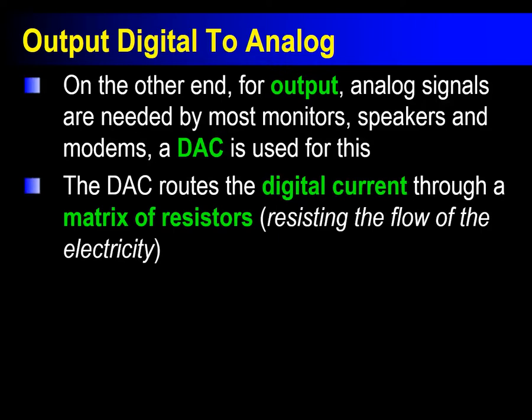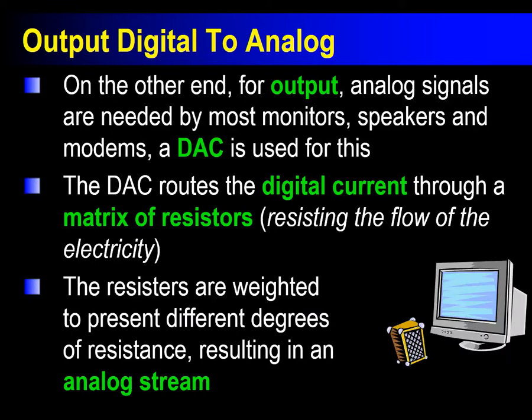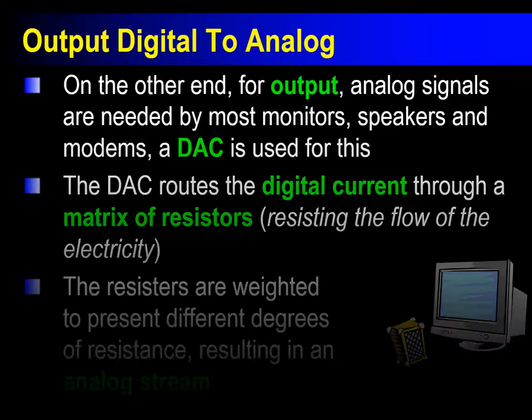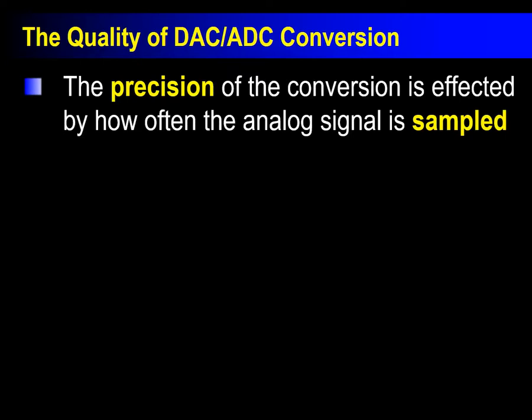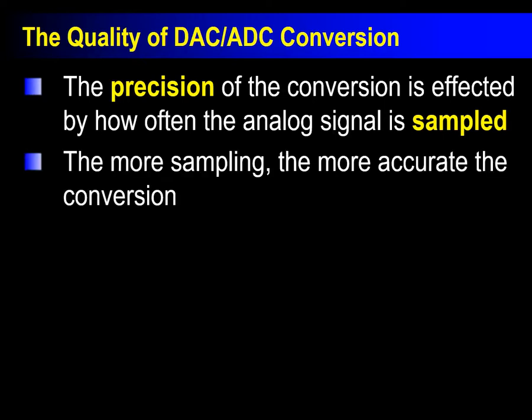Okay? The way that works, depending on the device, is it can do things like go through a matrix of resistors. Again, if you've studied some electronics or you've been in physics class, you know what a resistor is. That's not necessary for the IB curriculum, but basically it generates an analog stream coming out of the computer. Okay. Now, how it does this is through a sampling process. And the precision of the sampling affects the accuracy of the conversion. So here's an example. The more sampling, the better the conversion.